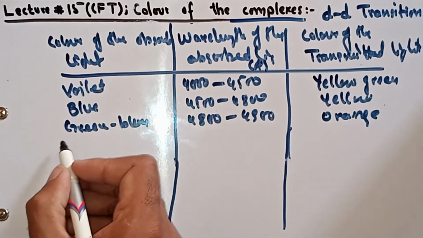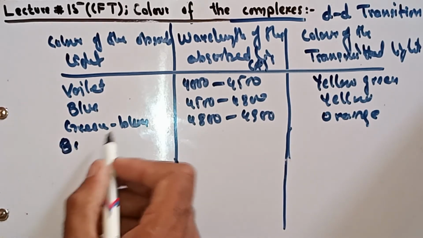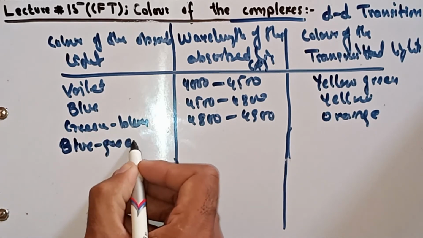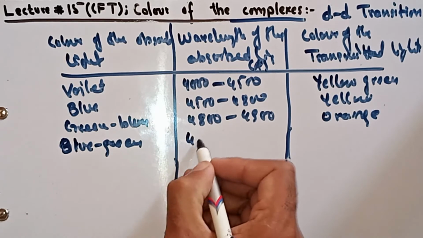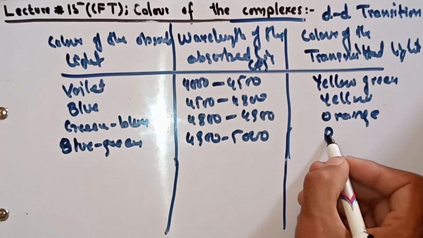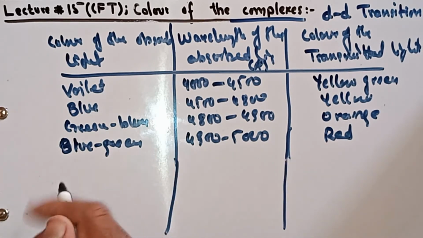When the complex absorbs blue green color, its wavelength is 4900 to 5000. It emits red light, because red is the complementary color of blue green.